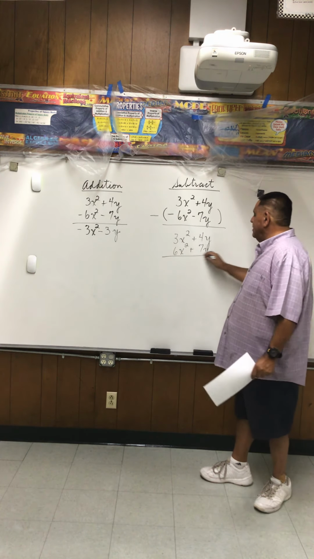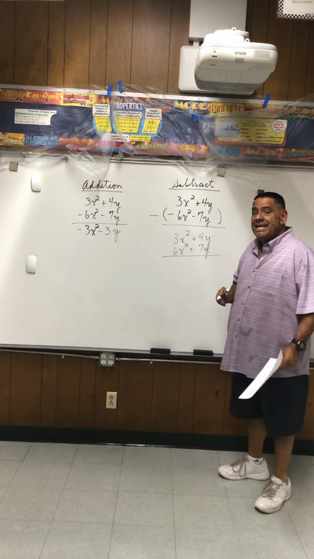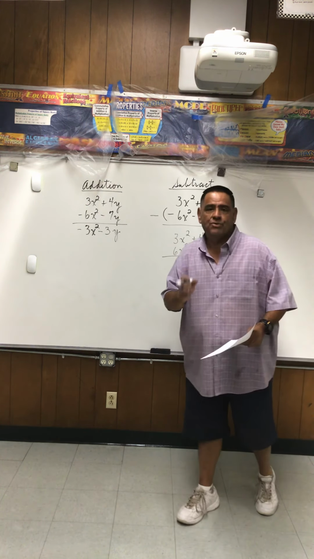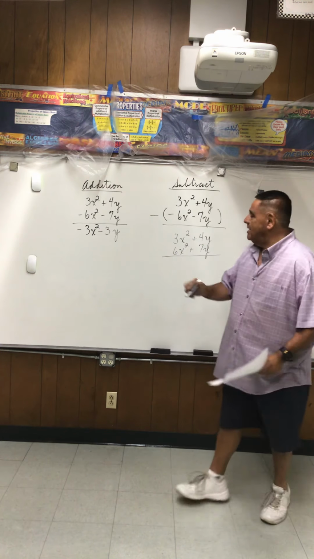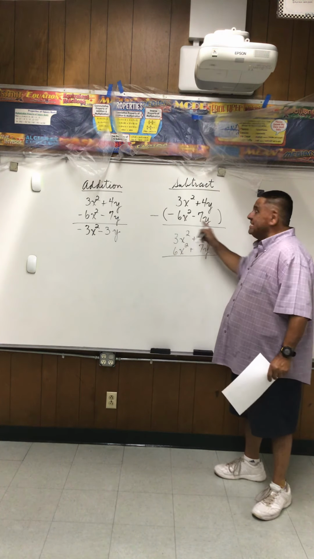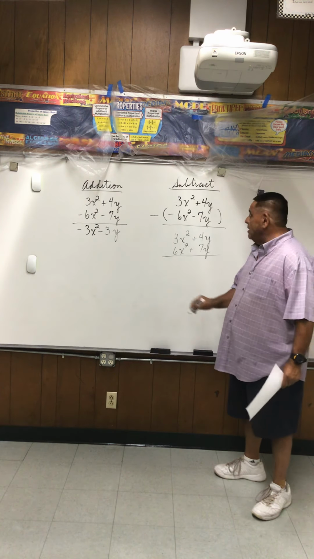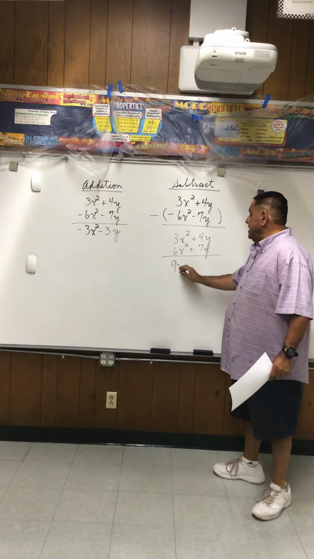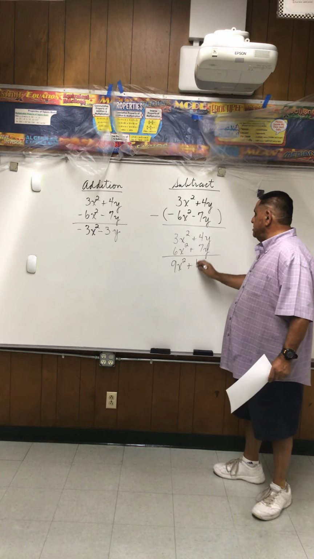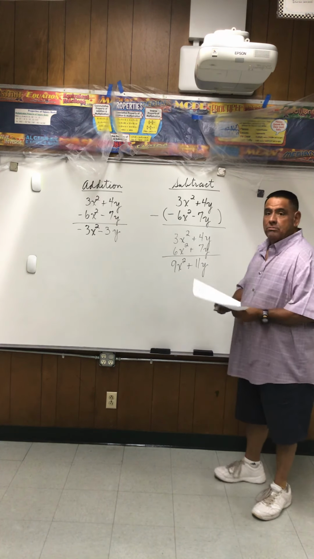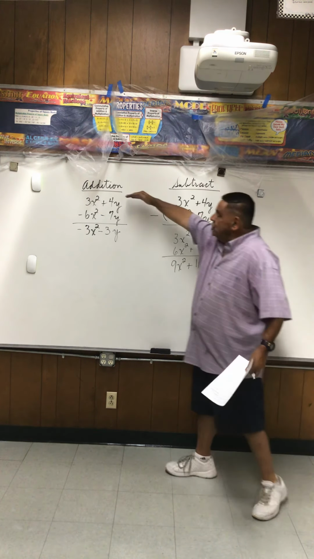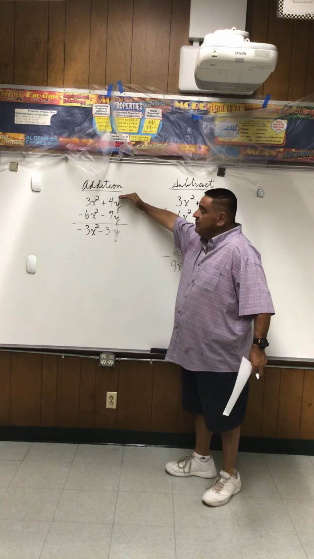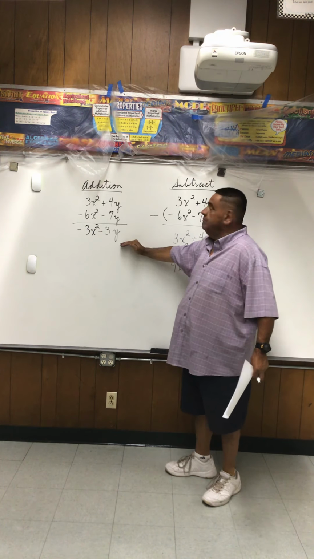And guess what? If you remember back when we did subtraction of integers, we don't subtract them. We change the operation and we get its opposite. That's exactly what we're doing here. Now this just becomes an addition problem. Here it is, 9x squared plus 11y. Again, addition, take everything the way it is at face value, add them.